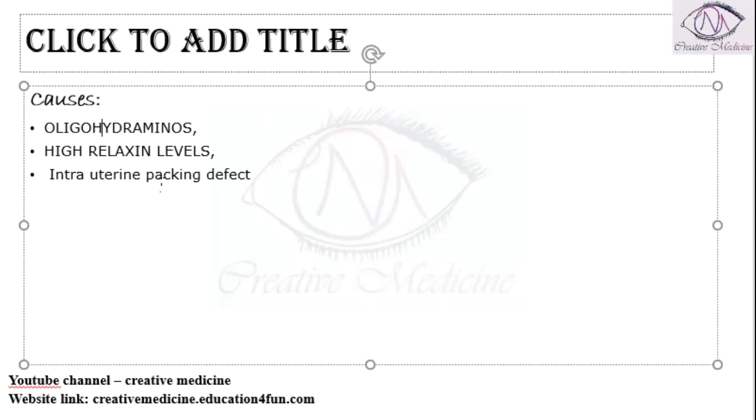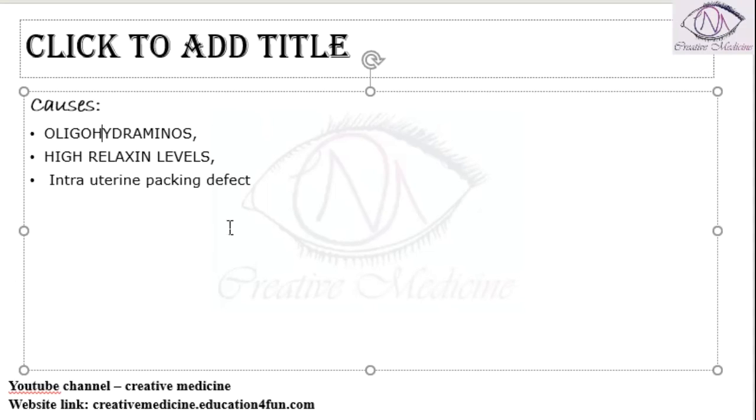developmental dysplasia of the hip. Second, high relaxin levels can also result in developmental dysplasia of the hip, especially in a female child. From the mother, the relaxin levels can reach the child, resulting in developmental dysplasia of the hip. Intrauterine packing defect can also result in developmental dysplasia of the hip.